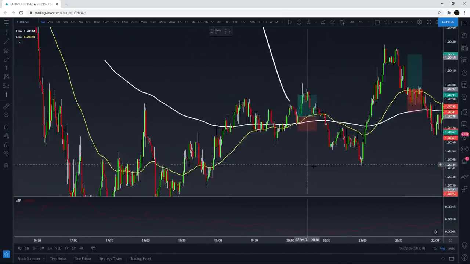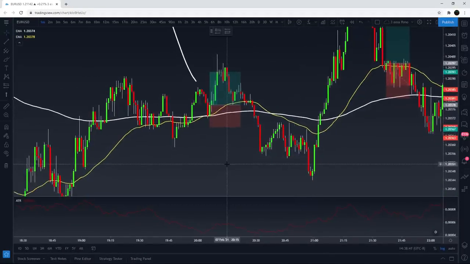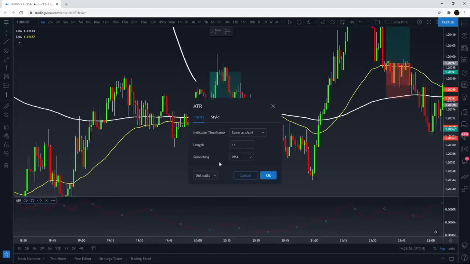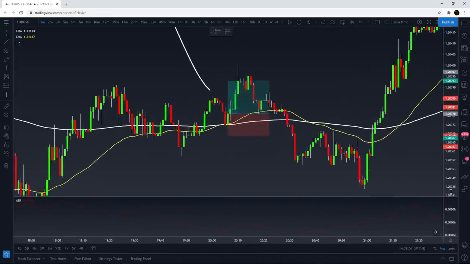So again, you're going to need the 50 period EMA in yellow and then the 200 in white. Well, I guess you can choose whatever colors you would like for them. I just like those colors. And the ATR. The ATR settings are 14 for length and smoothing is RMA. So let's get into the strategy here.